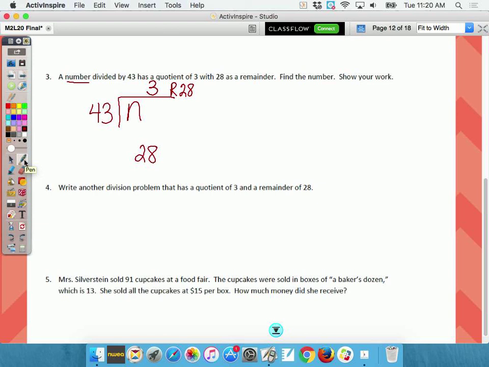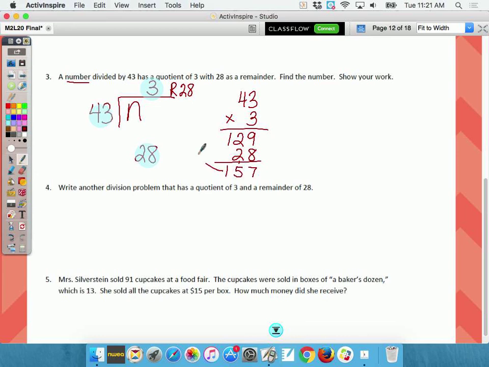All right, so here's your hint on how to find the dividend. What do you think you need to do, Amy? How do I figure out if this number right here is right in a normal problem? You need to do 43 times 3 and then add the remainder. Good. So 43 times 3 is what? 129. And then add the remainder, and you get 157.